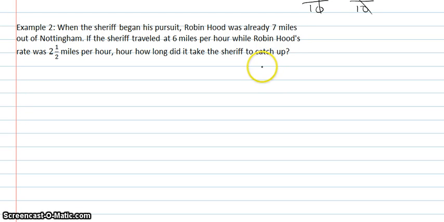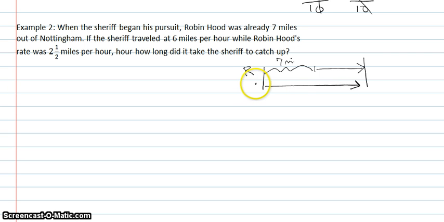So again, if we draw a picture, it kind of helps us out. So Robin Hood is already 7 miles ahead of the sheriff when the sheriff starts. Okay, so this up here would be Robin Hood, and the bottom would be the sheriff. And Robin Hood is traveling at 2.5 miles per hour. And the sheriff is traveling at 6 miles per hour.